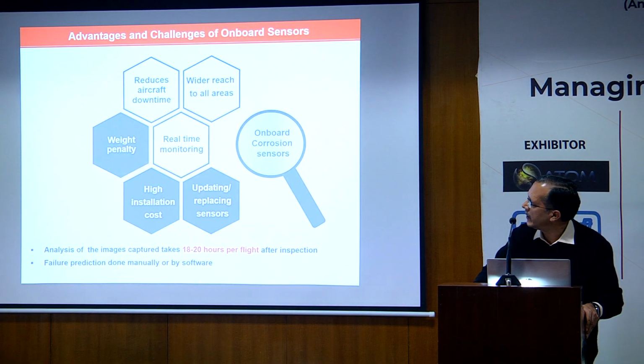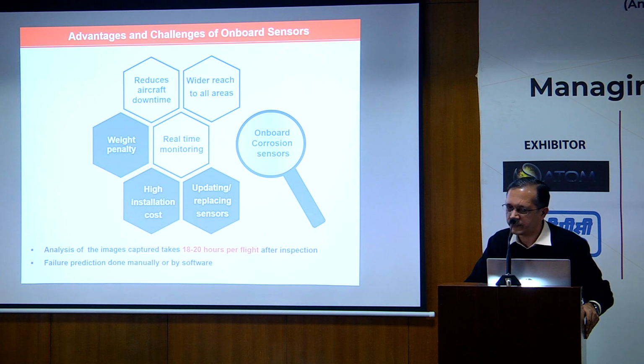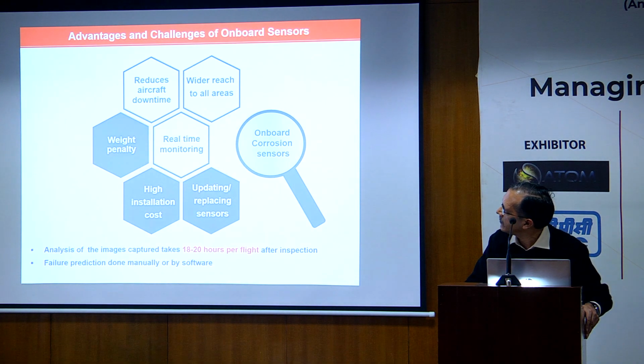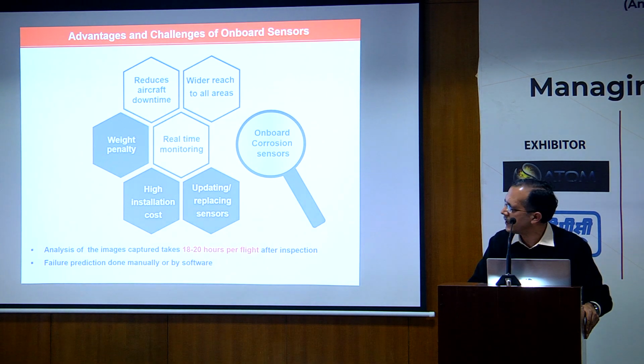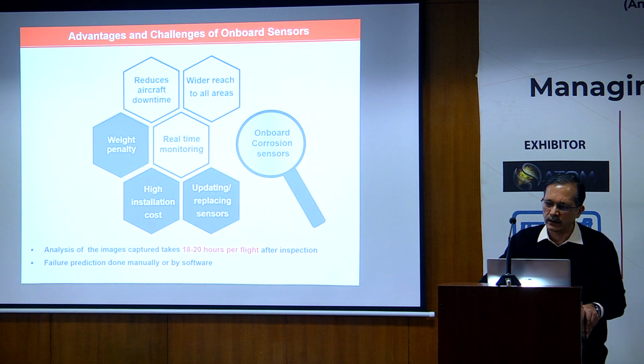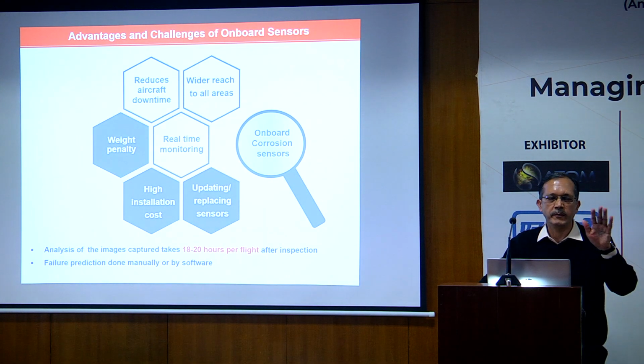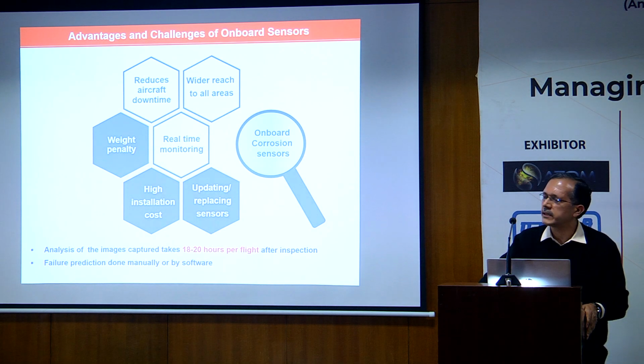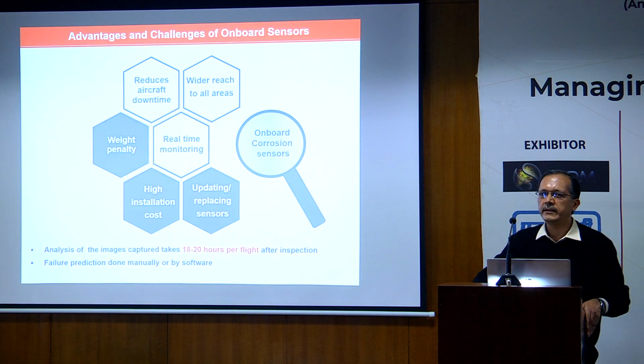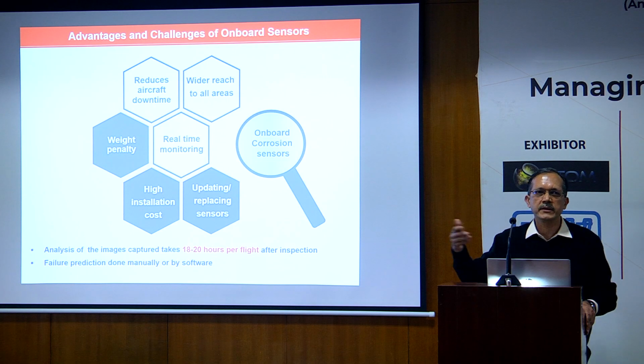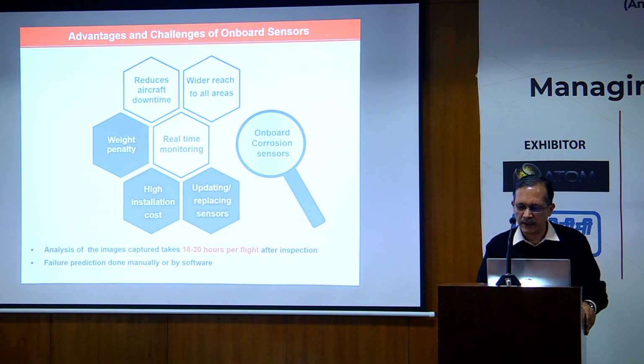So these are the advantages of the onboard sensors. It reduces the aircraft downtime, and it has a wider reach to all areas of the aircraft. It's real-time monitoring. Of course, one of the limitations of these onboard sensors is the weight penalty. But more than that, the installation cost is very, very high. And replacing or updating the sensor, if some sensor is not working, becomes very challenging.